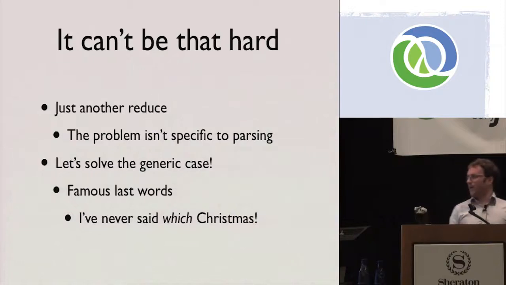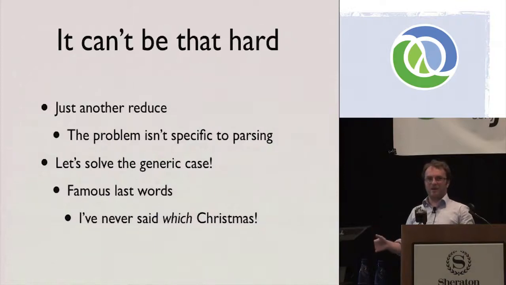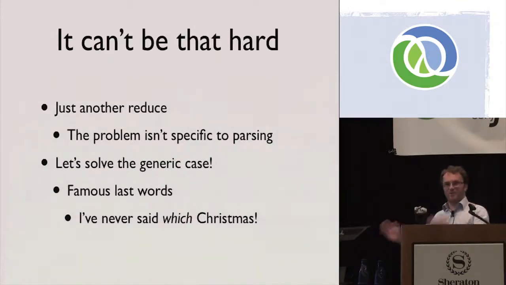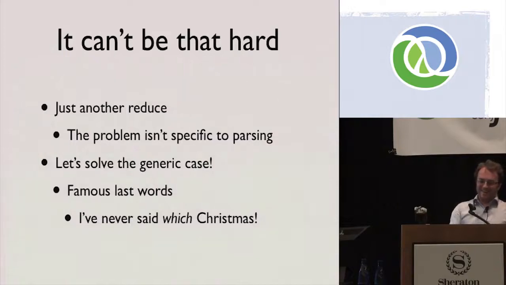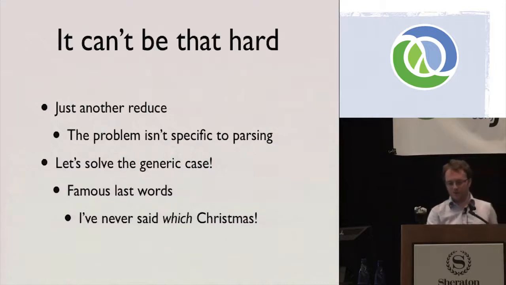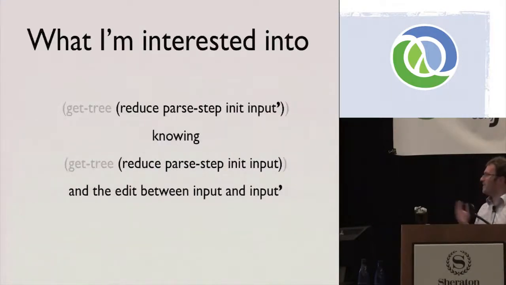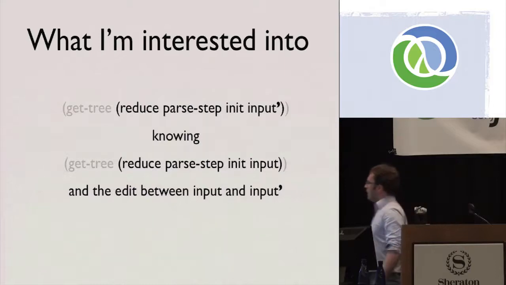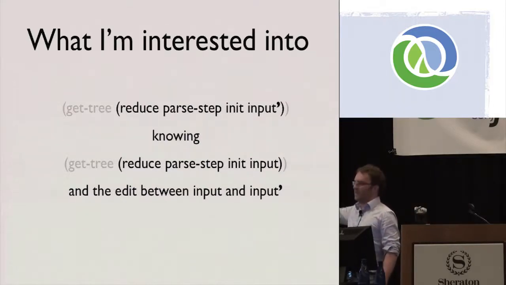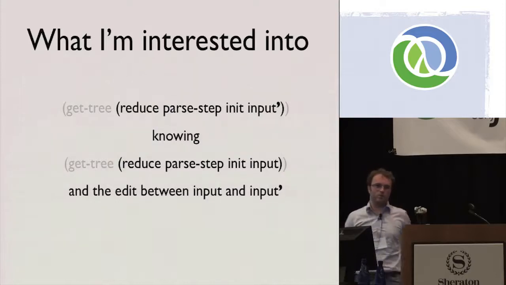And at last Clojure/conj, I promised to many people that Parsley would be done before Christmas. But I never specified which Christmas. So by delivering it in June, I was way ahead of this Christmas. There were some details at the time that I had overlooked. So what I'm really interested in is how to compute reduce per step init input prime when one knows the result of reduce per step init input and the difference between input and input prime.